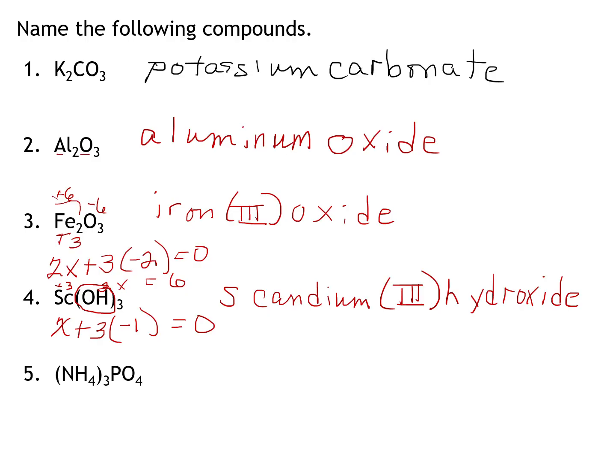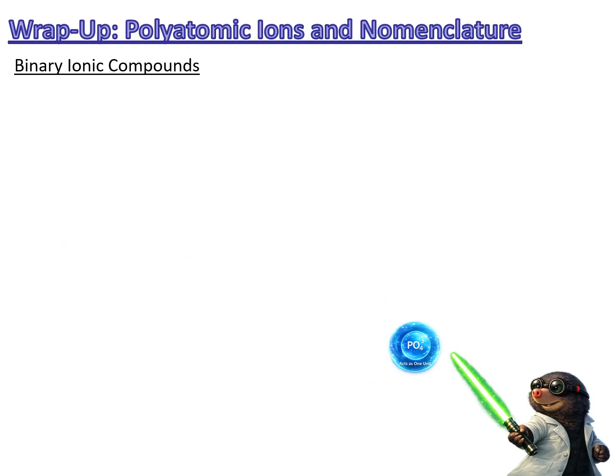And then the last one, we got all kinds of capital letters. So we say, all right, well, NH4 is ammonium. And then PO4 is phosphate. Like I said, writing the formulas for things containing polyatomic ions require a few more steps, but naming them is really easy. You just say whatever their name is.